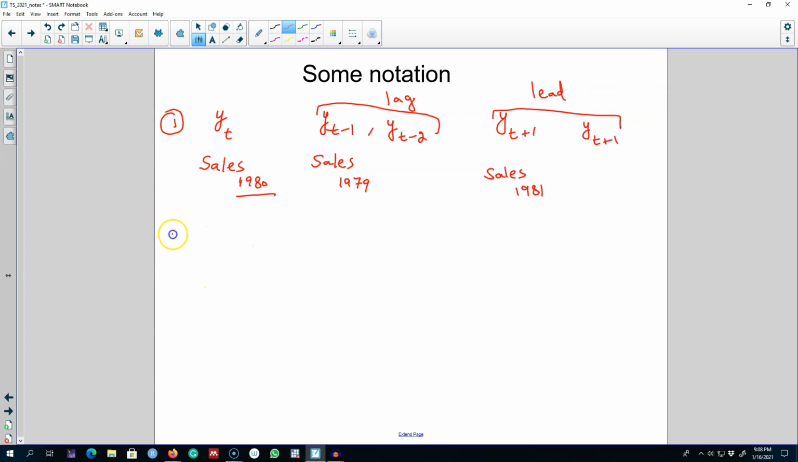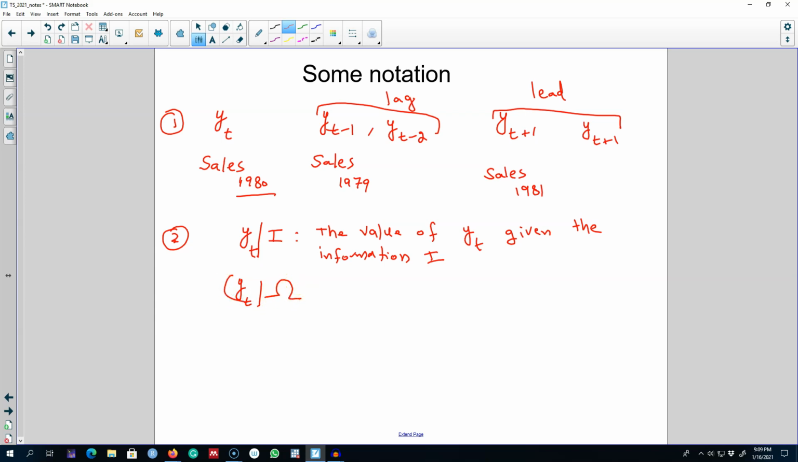The next thing I'm going to talk about is called an information set. Remember, our forecasts will be based on whatever information we have up till that time period. So this is the variable yt, and this bar means given information set I. You can also write a t subscript here to represent this is the information available at time t. Sometimes people also denote the information set by using this symbol omega. Nevertheless, the concept is the same. It's the value of yt given the information that we have at time period t. So that's the second notation.